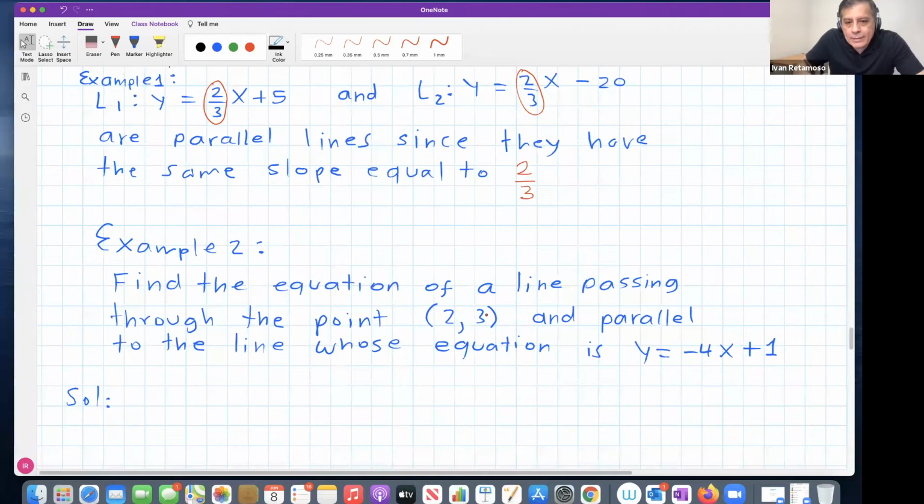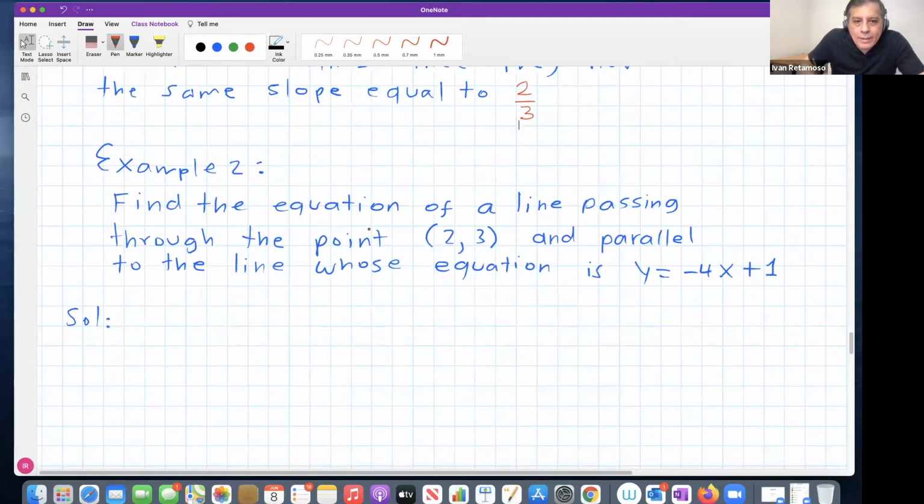Now let's go over this other example. So I can give you the first exercise on the worksheets. Suppose they say to you, find the equation of a line passing through the point (2, 3) and parallel to the line whose equation is this.